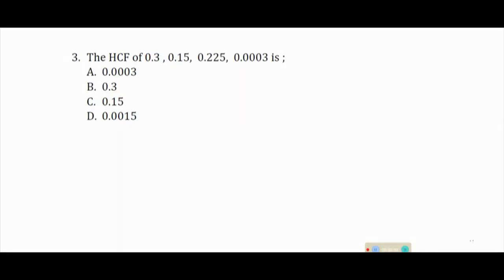In question number 3, we need to get the highest common factor of 0.3, 0.15, 0.225, 0.0003. So we shall look at each of these numbers. You realize that our smallest number in the given numbers is this one here, which is 0.0003. And when you look at this given alternative, 0.3 is greater than this, 0.15 is greater than 0.0003, and 0.0015 is also greater than this.